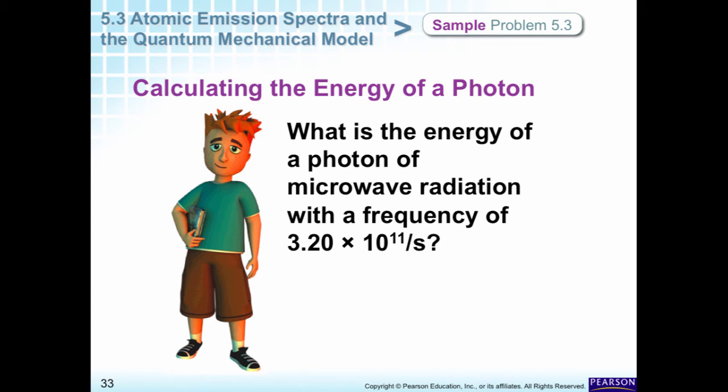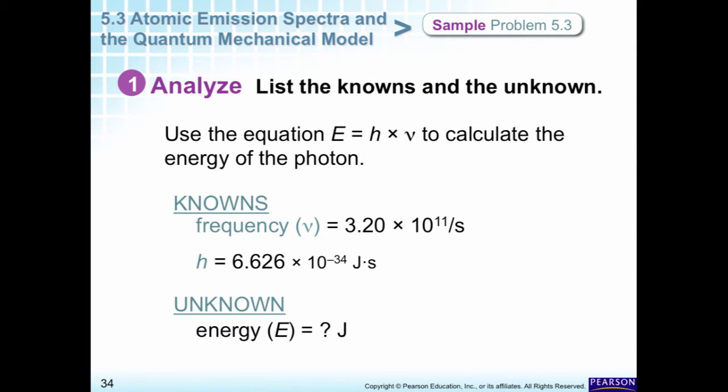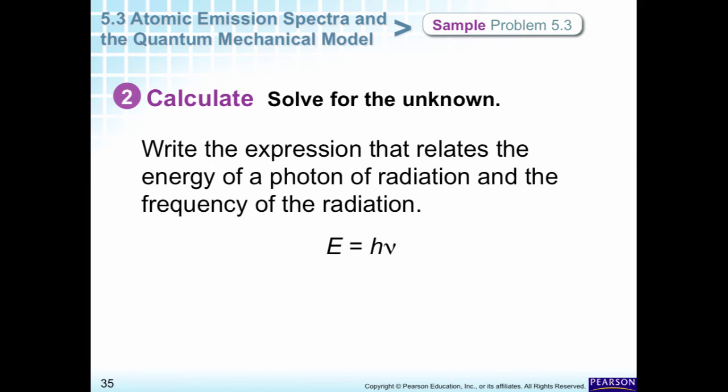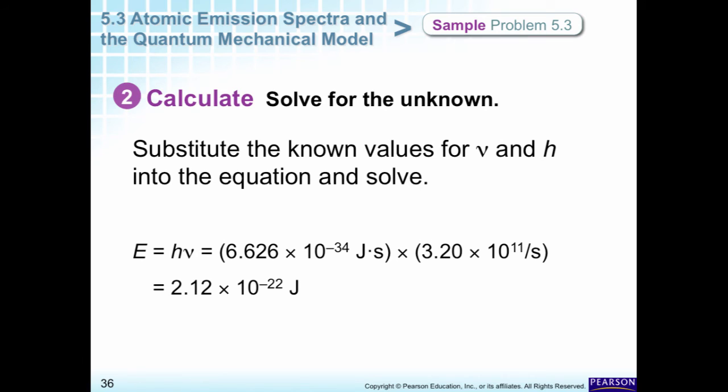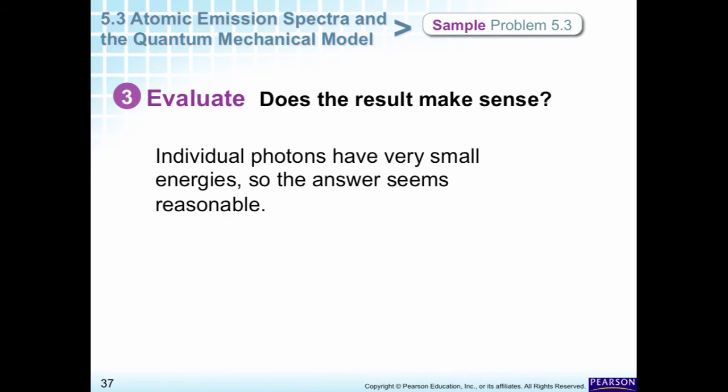Okay, so now we have another calculation I'm going to walk you through. We want to find the energy of a photon if I give you a frequency of 3.20 times 10 to the 11 reciprocal seconds, or hertz. So we know two things: we know Planck's constant, and we know the frequency, and we know our equation. We're looking for joules, so we just multiply the two together, and we end up getting 2.2 times 10 to the minus 22 joules. Does it make sense? Individual photons have very small energy, so the answer seems reasonable.